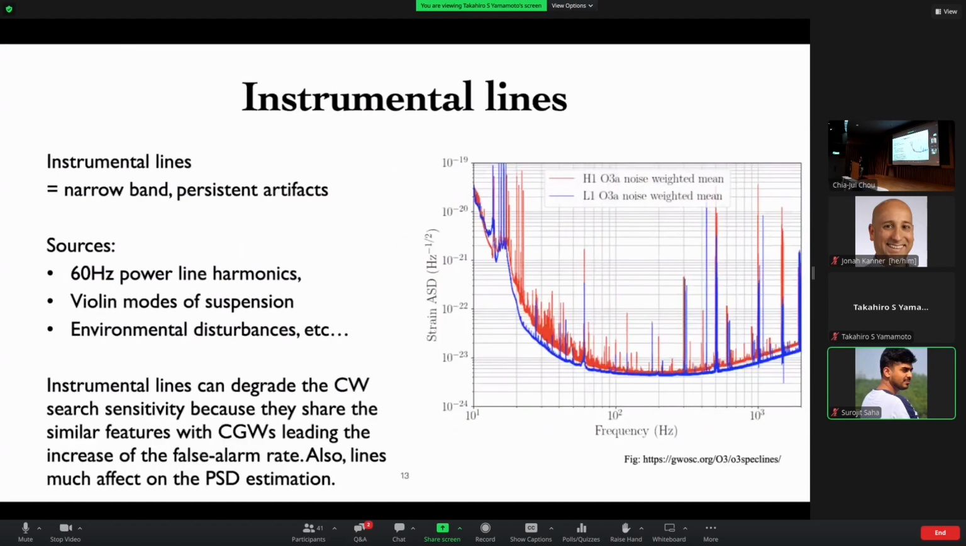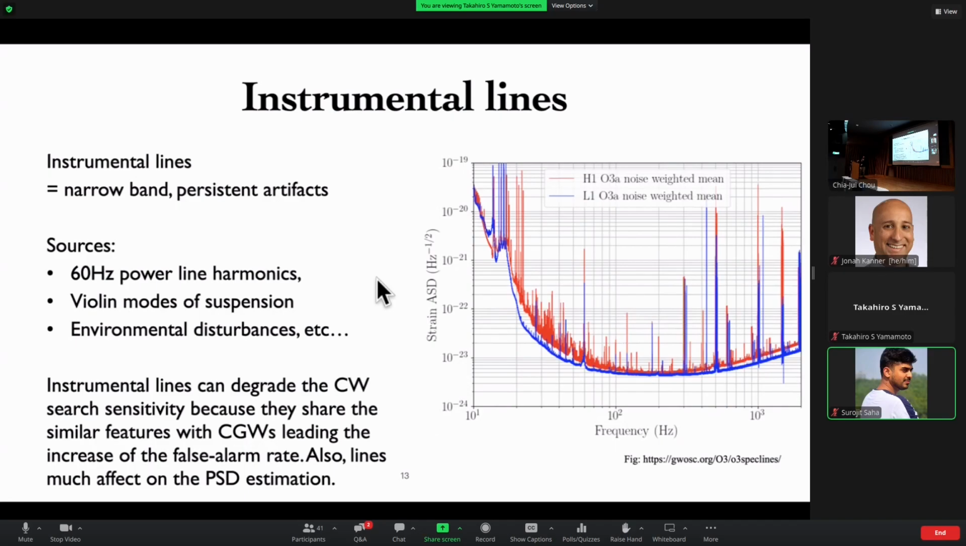The second type of non-Gaussian noise is instrumental lines, which are narrow band persistent artifacts. Here I plot the amplitude spectral density taken from O3A observation of the LIGO twins, and you see this U-shaped noise plus very sharp peaks, and they are all instrumental lines. There are several sources.